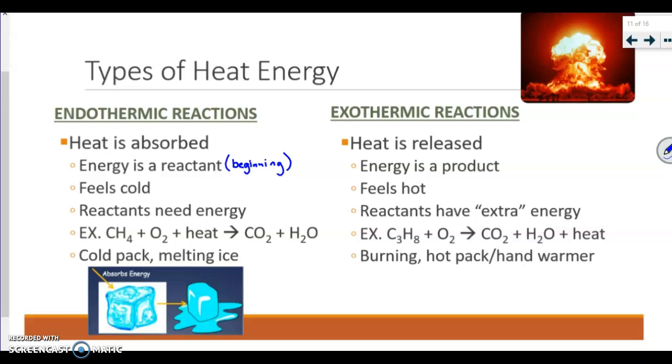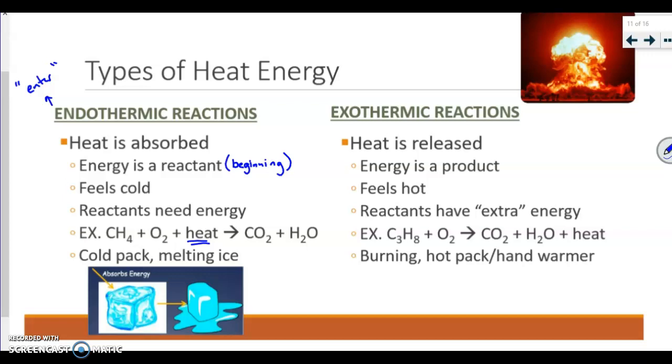And you can kind of see here in the example that we added heat. That heat is in the beginning portion of the reaction. Therefore, it's endothermic. And a couple of examples are things like a cold pack or melting ice, right? For ice to melt, it has to absorb heat or absorb energy to go from that solid to liquid state. The way that I remember endothermic is because it kind of sounds like enter. Endo, enter. So heat is entering into the reaction, and therefore it gets cold because it's getting used.